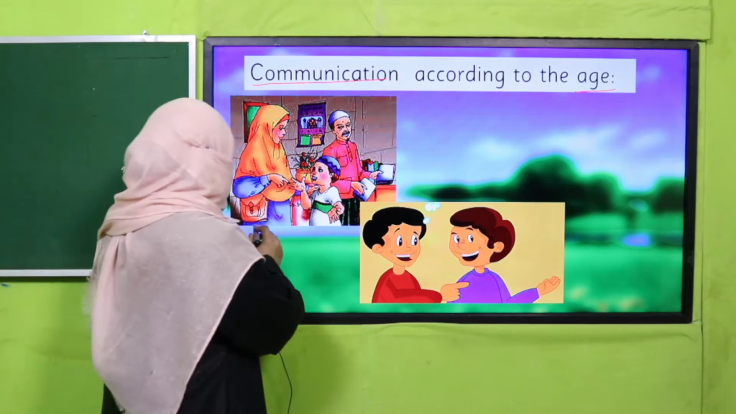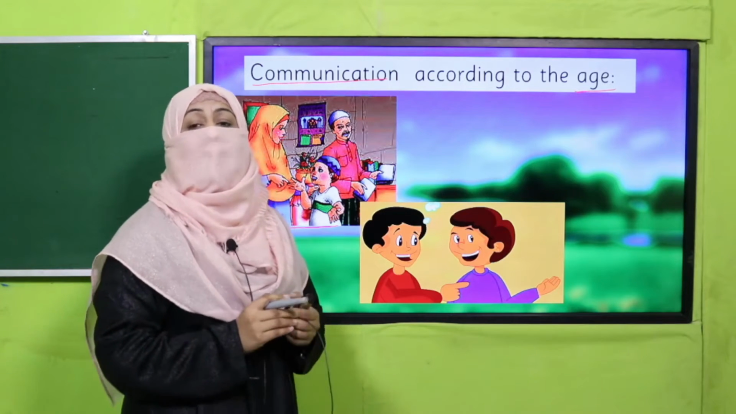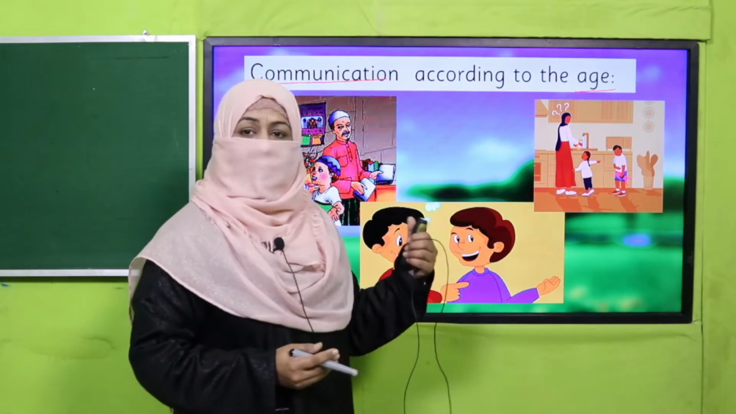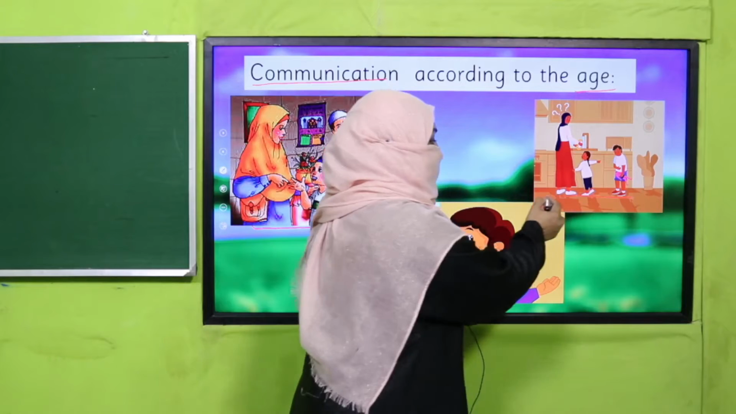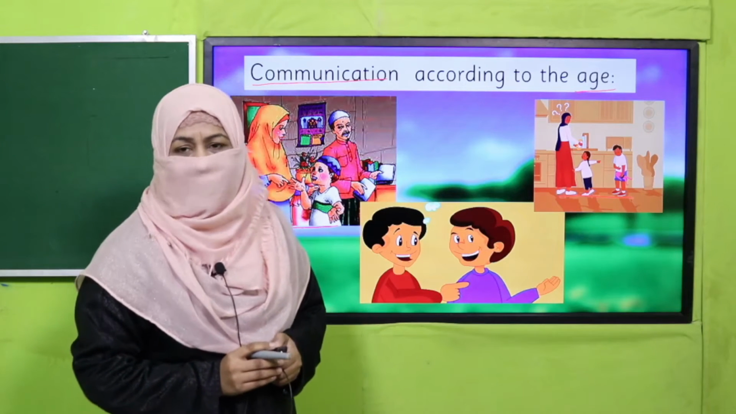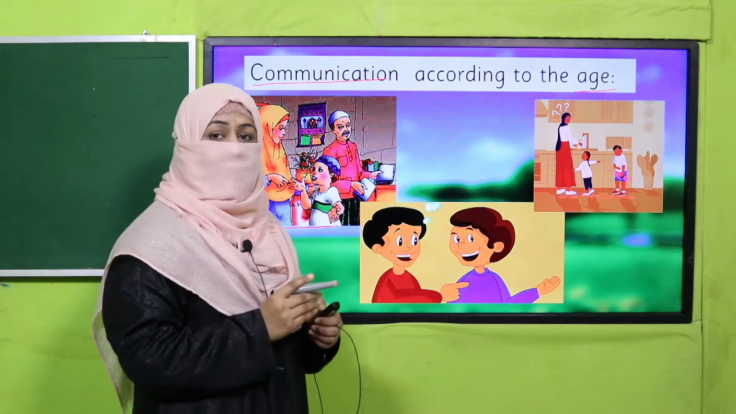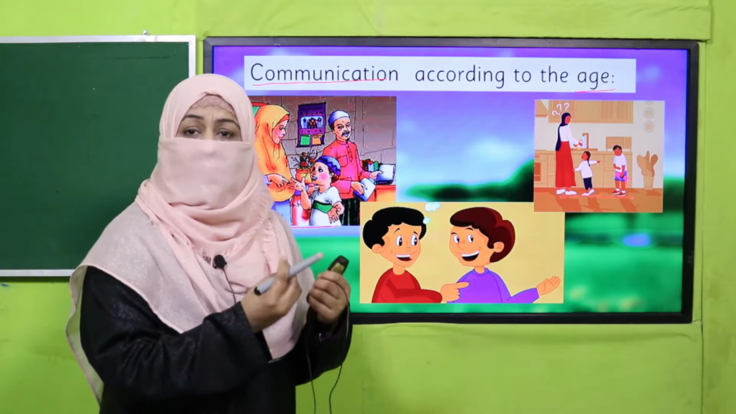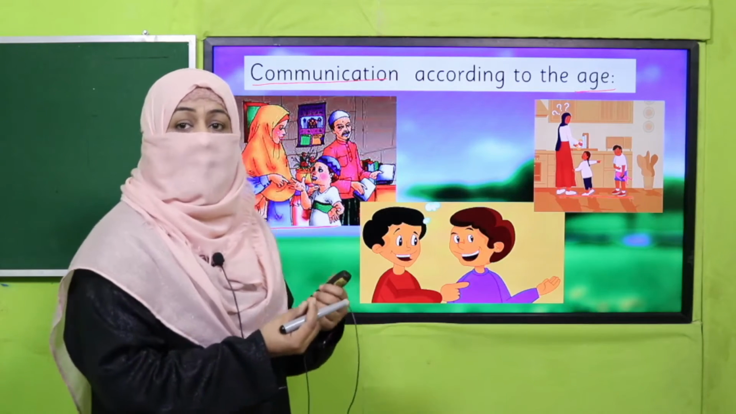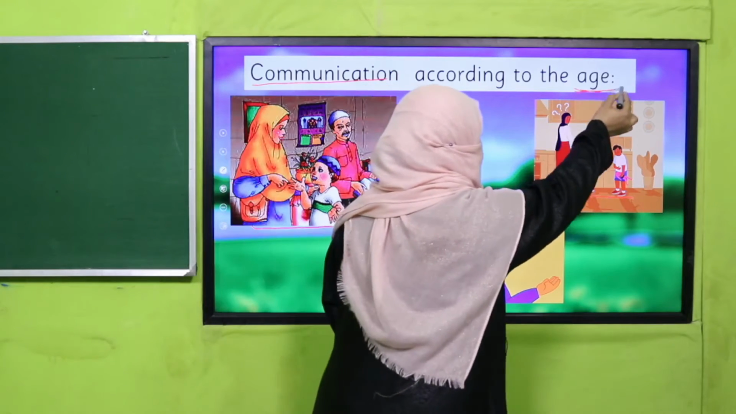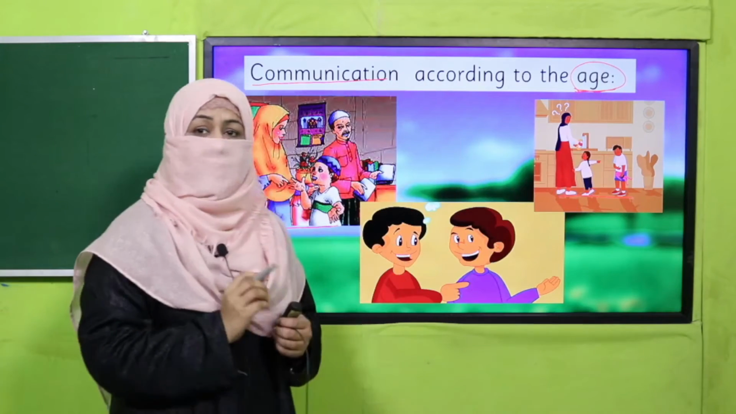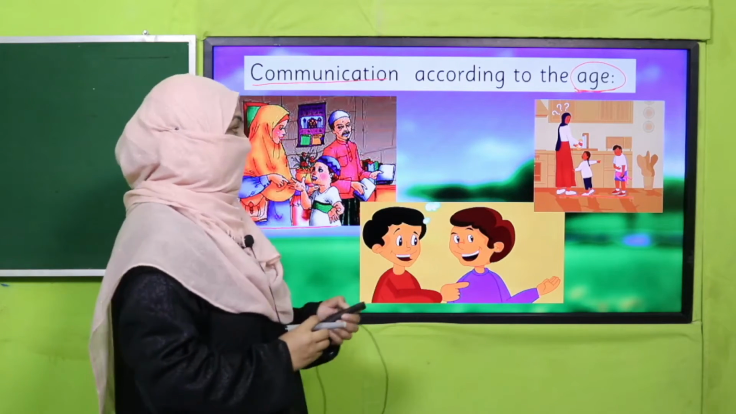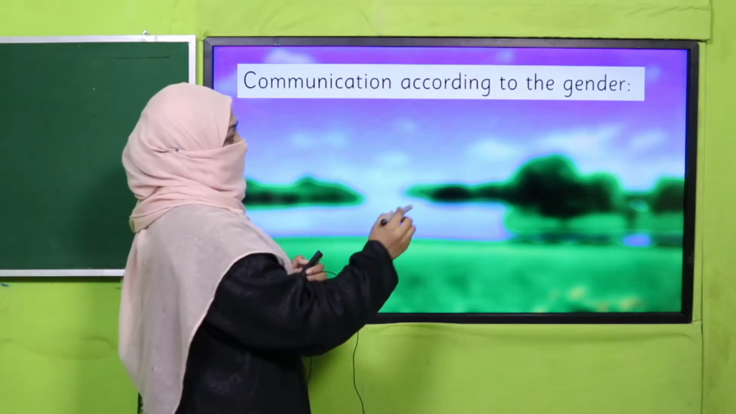When you are talking to your elder, you should talk respectfully. And likewise, when you are talking with or about your youngers, you should be kind. All right. So when we are communicating, the addressee to whom we are talking, we should be careful about the age, and we should use appropriate words according to the age of the person. The second thing we should be careful about is gender.